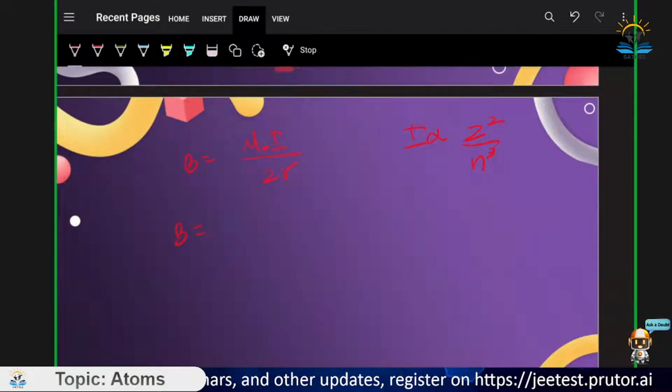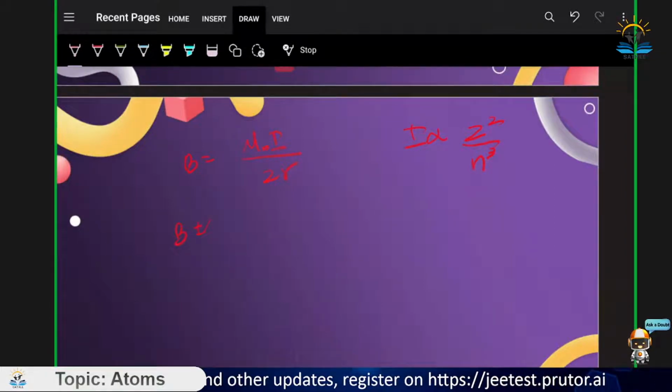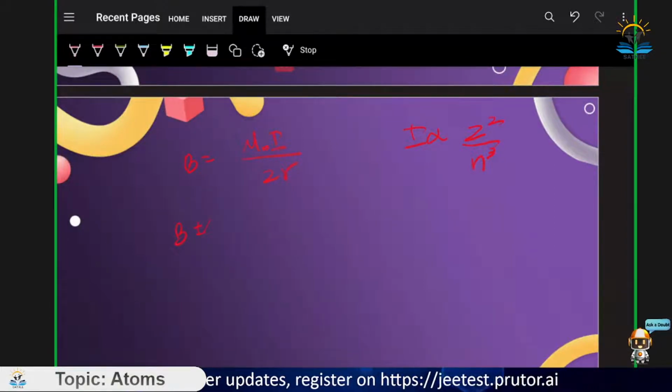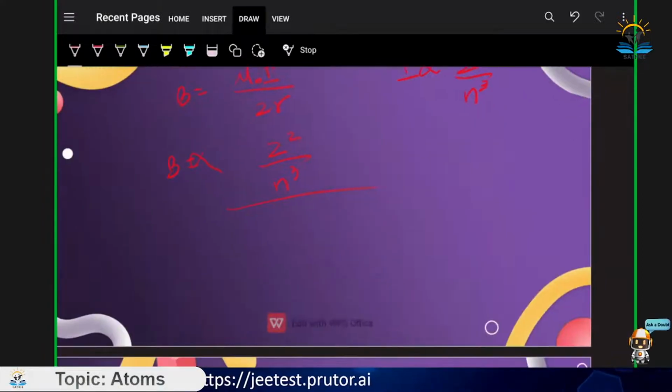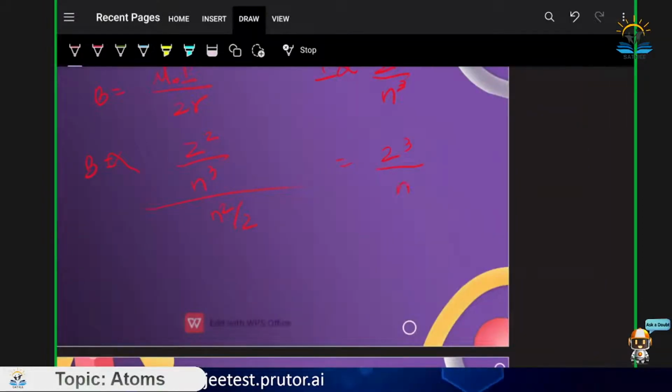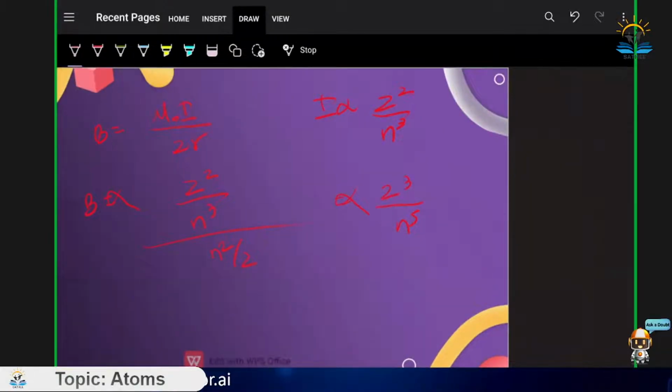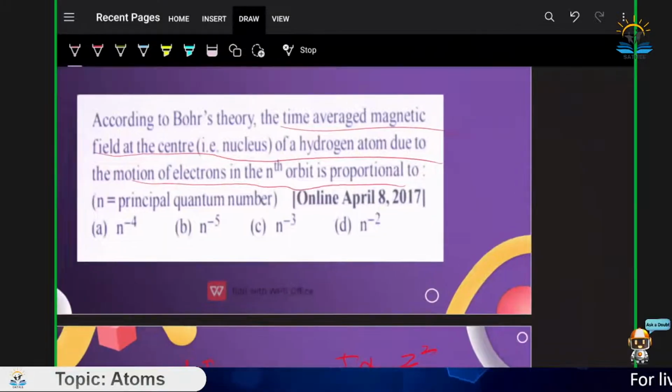B is proportional to Z cube by n raised to 5. So B is proportional to Z cube by n raised to 5. So the answer will be n raised to 5.